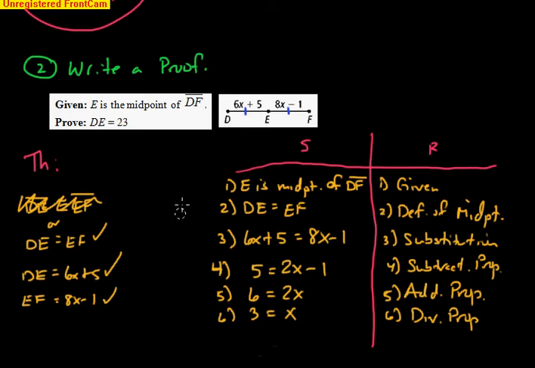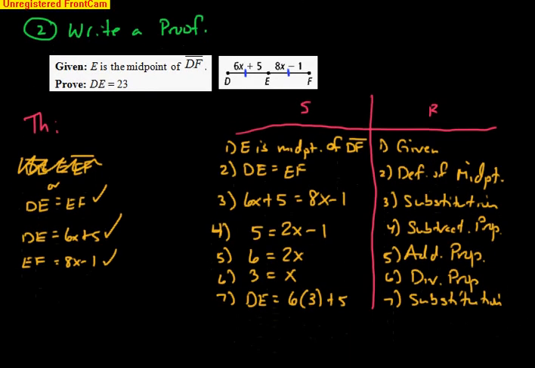Okay, I know what I need to prove. I need to prove this guy. So let's take a look. Now that I have x, plug it into DE. That's what I want to find, right? So DE equals 6 times x plus 5. That's just substitution.